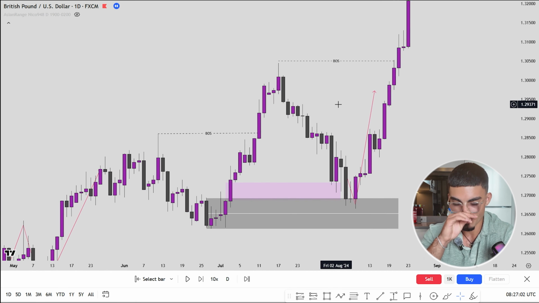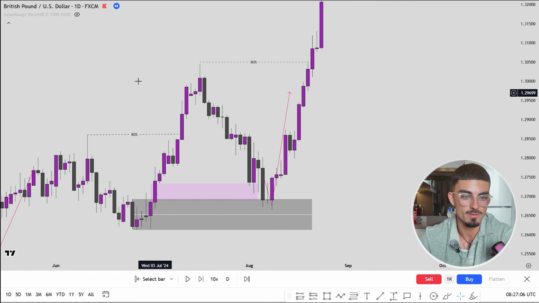So that's a perfect example of an order block. And I also want to show you guys as well that this here is on the daily time frame. You can see in the top left, it's on the daily time frame.